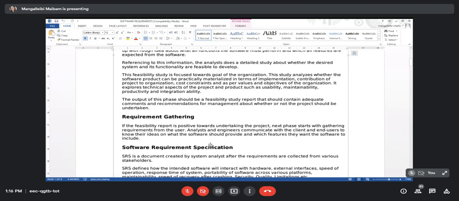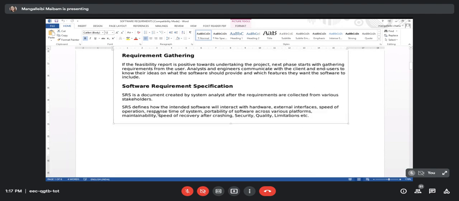In order to understand that, we need members, analysts and engineers, in requirement gathering. So for software requirement specification, as I told you in our last class, it is a document. We are going to create a document by a system analyst after the requirements are collected from the users or from various stakeholders. So SRS is nothing but a document.